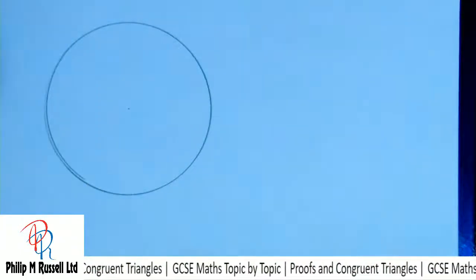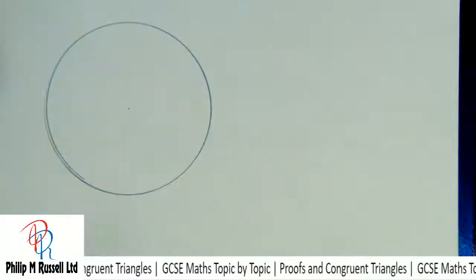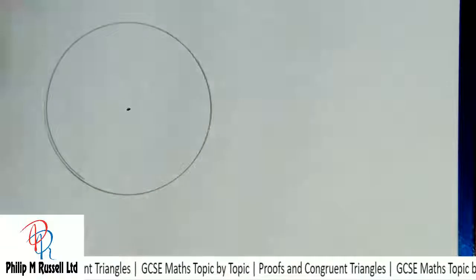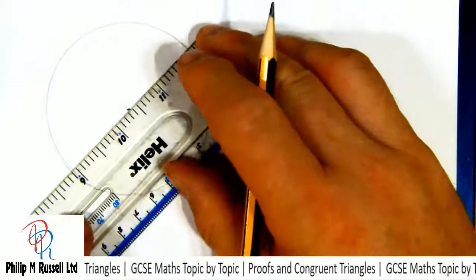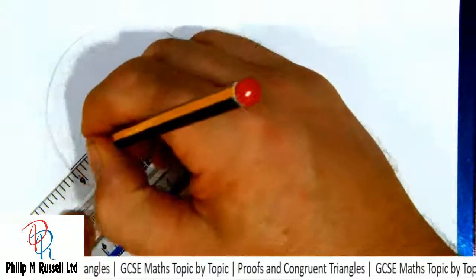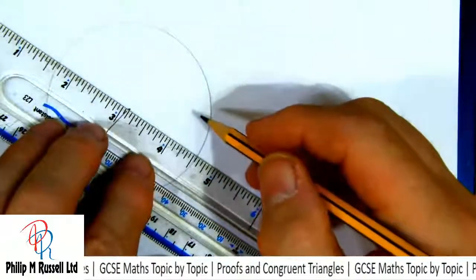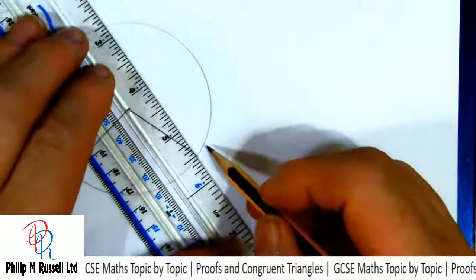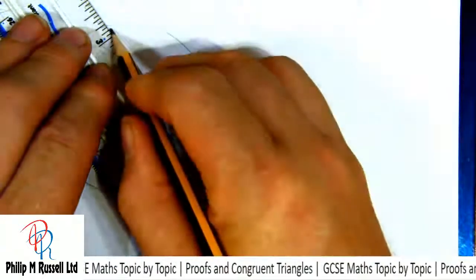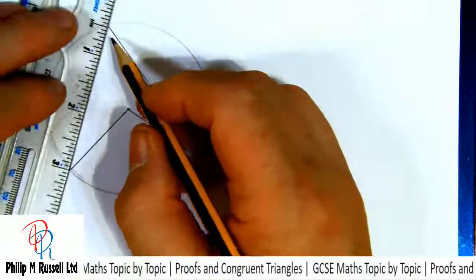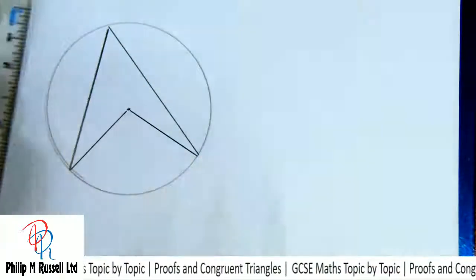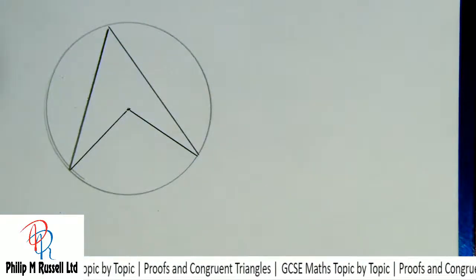I nearly drew a good circle there with my compass. Okay, let's take this point, which is the centre, and let's draw in what to me looks like a Star Trek type badge. Okay, so I've got my shape.